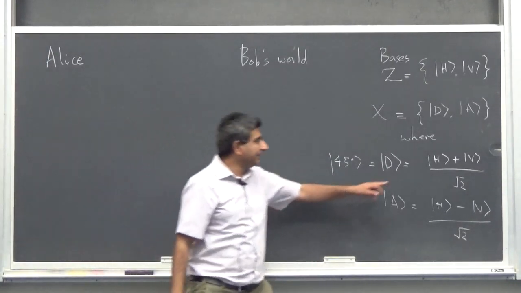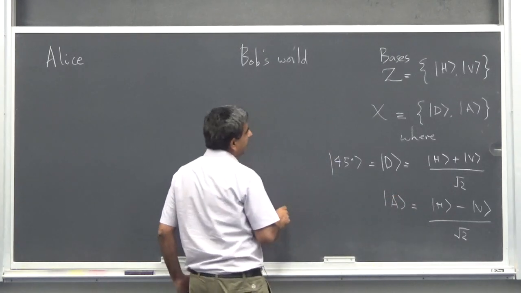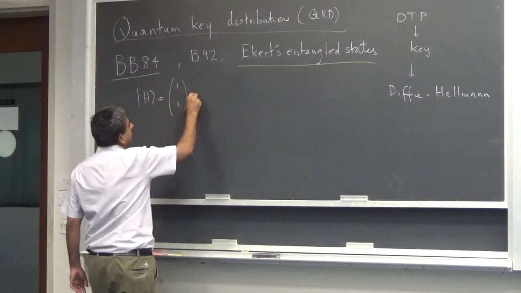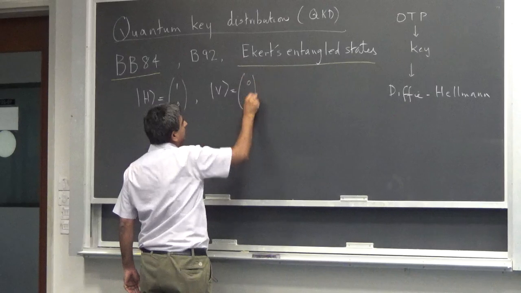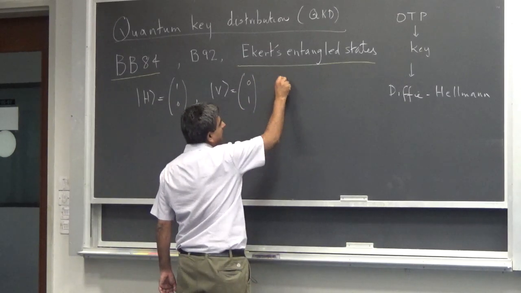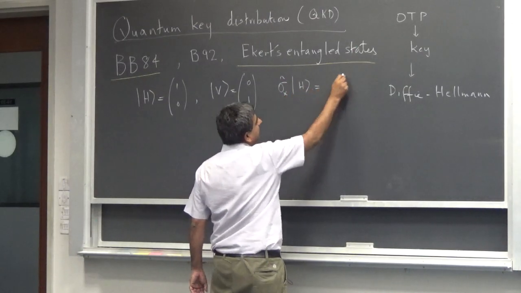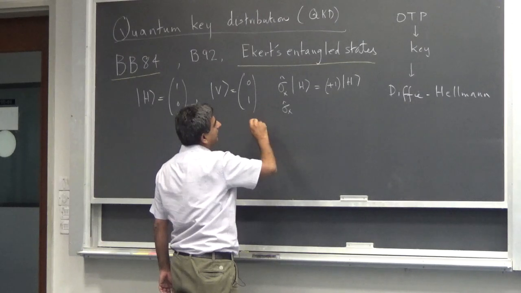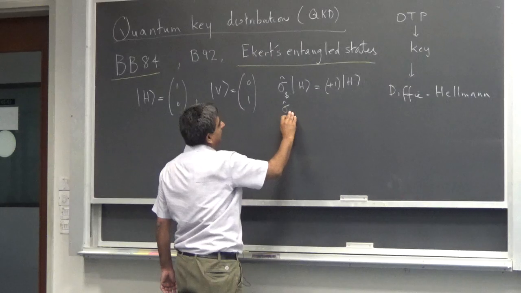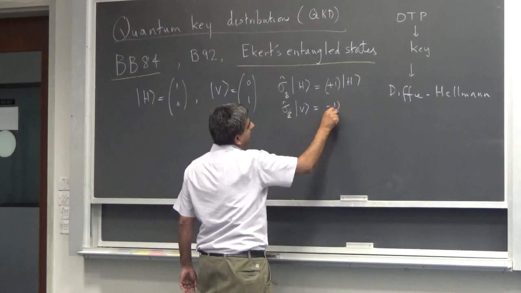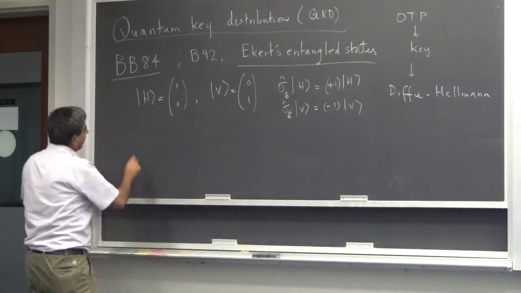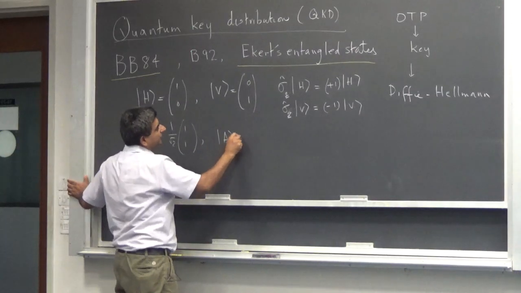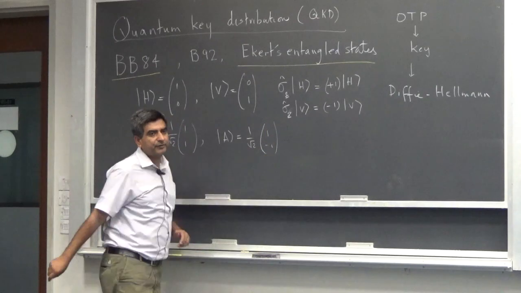Okay? Because these states, if I were to represent ket H as 1, 0, ket V as 0, 1, then these are eigenstates of the sigma Z operator. The sigma Z operator acts on ket H to give me ket H with an eigenvalue plus 1, and on ket V to give me minus 1 as the eigenvalue, and so on. Ket D is going to be represented as 1 over root 2, 1, 1. And ket anti-diagonal as 1 over root 2, 1, minus 1. Okay, so this is our definition.